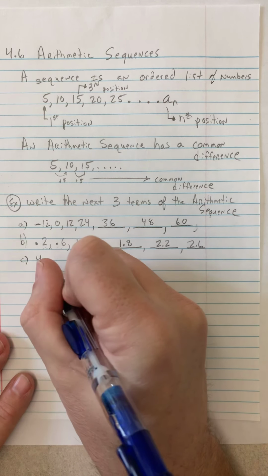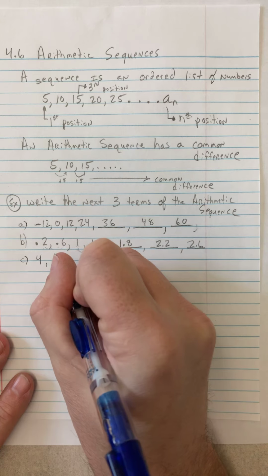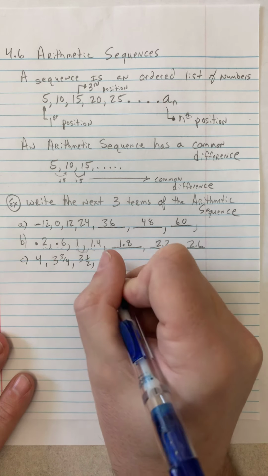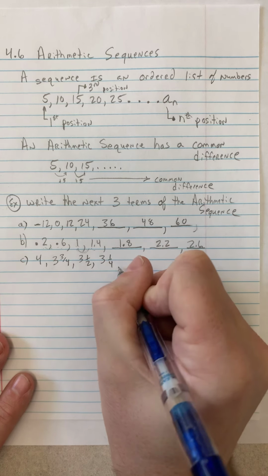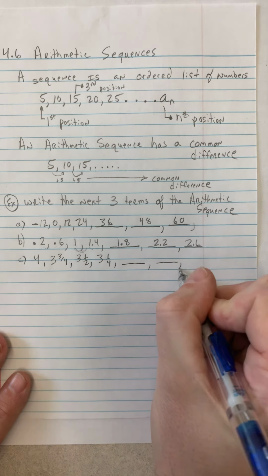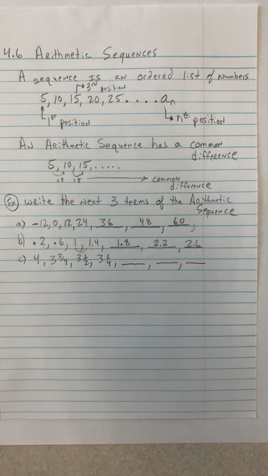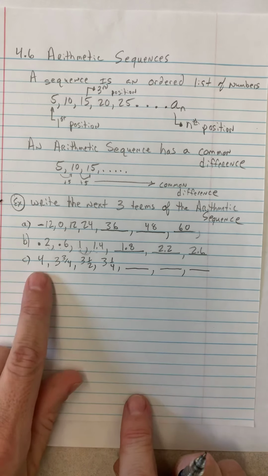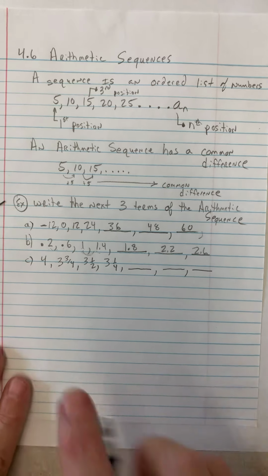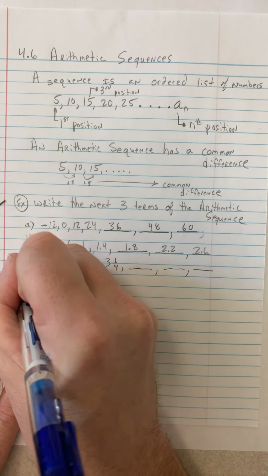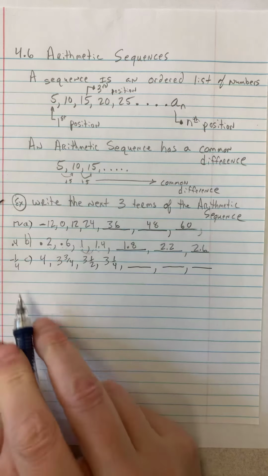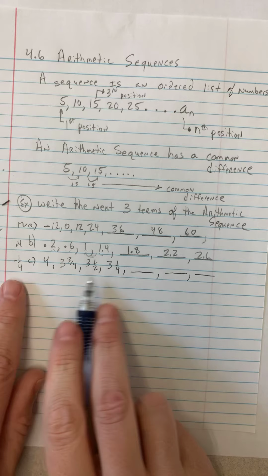I have 4, 3 3/4, 3 1/2, 3 1/4, and then I am going to say, what are the next 3? Hopefully you can see that from 4 to 3 3/4, you are decreasing by 1/4. Here we are adding 0.4. Here it was a positive 12. Here it is decreasing, so I'm subtracting a fourth.